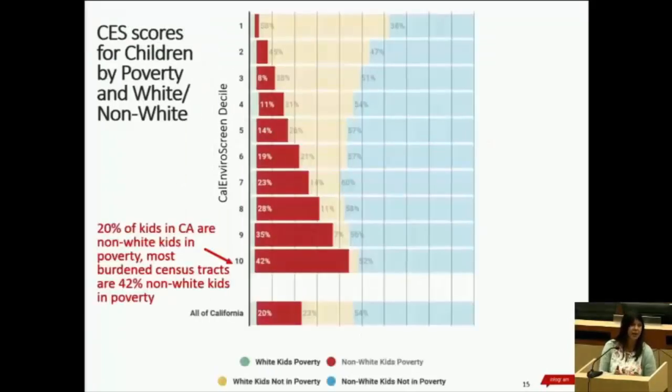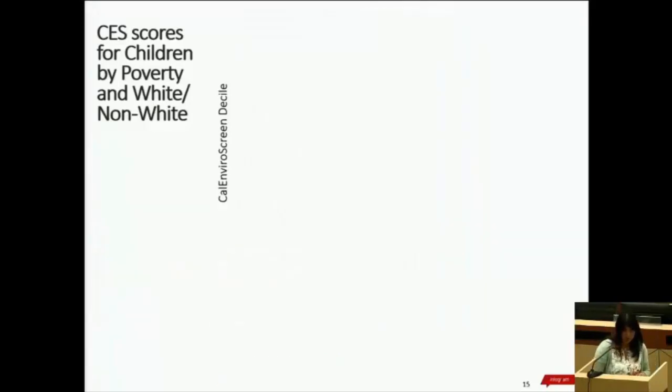Okay, so now we had learned about these disparities that exist for children as they relate to CalEnviroScreen score. We wanted to see how poverty influences that as well. Poverty has come up a lot today as a strong predictor. So here we got data on 4 groups.